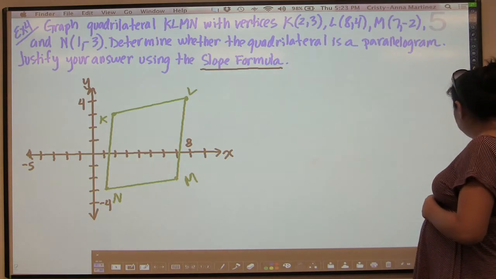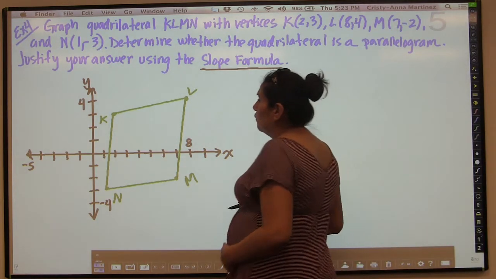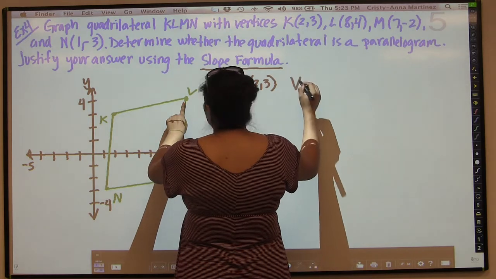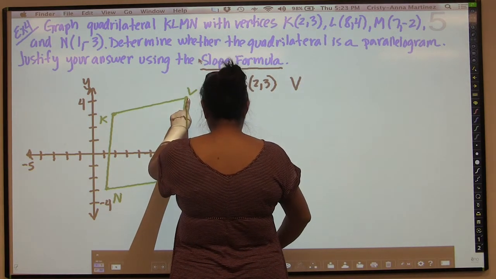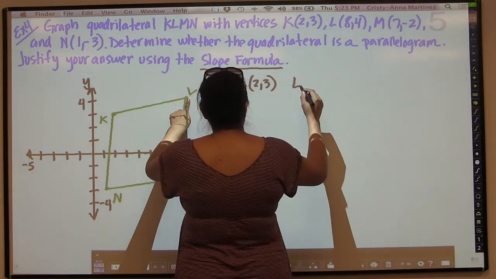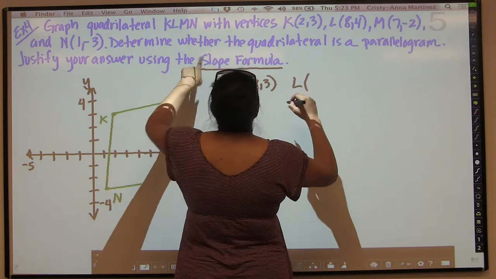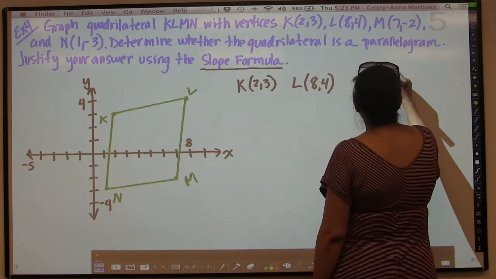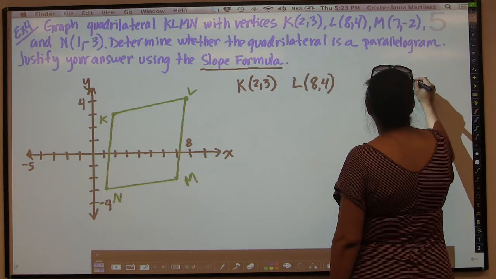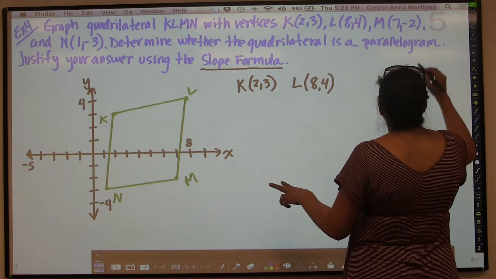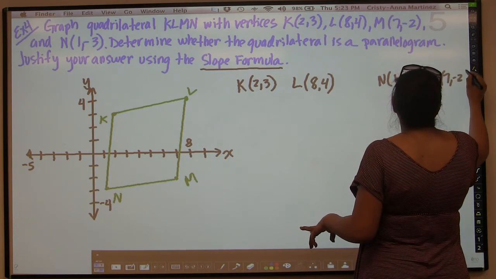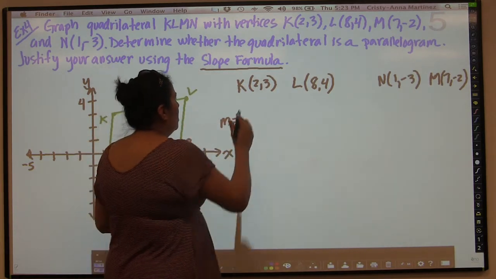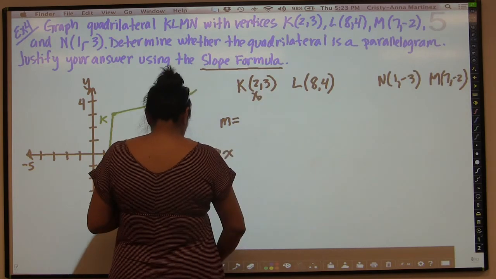So I'm going to use the slope formula, and I have to find the slope basically 4 times. So I'm going to start with KL, and K was 2, 3, and L, sorry, I thought that was a V because of the way it's written, but it's an L, and L was 8, 4. I also have to find the slope between N and M, and N is 1, -3, and M was 7, -2. Okay, so to find the slope, if you remember the formula, it's y2 minus y1 over x2 minus x1.